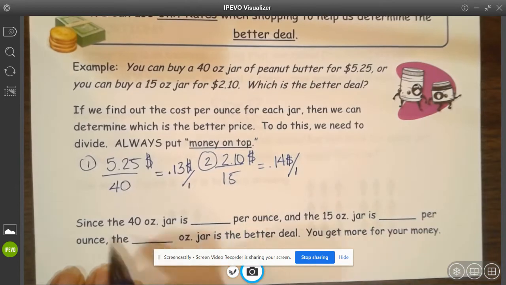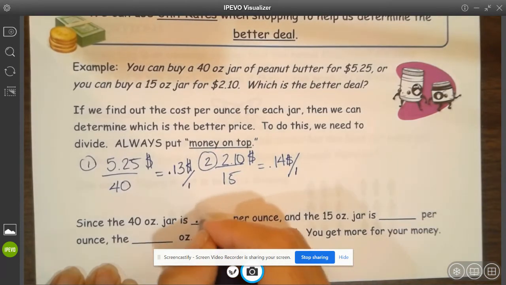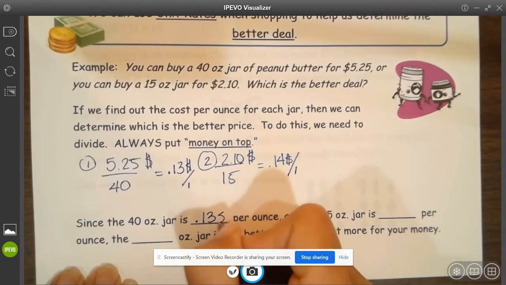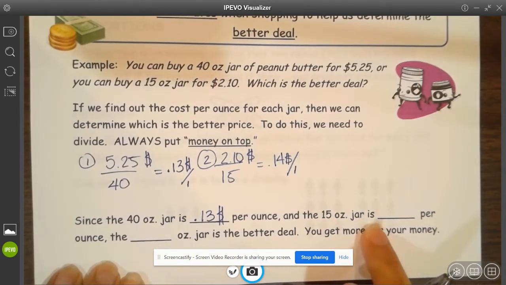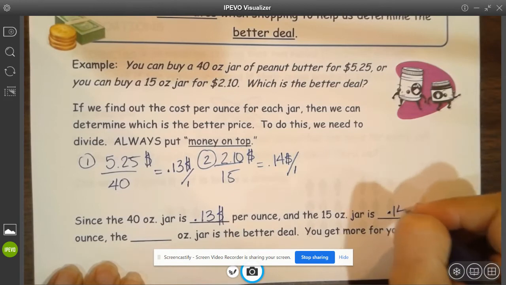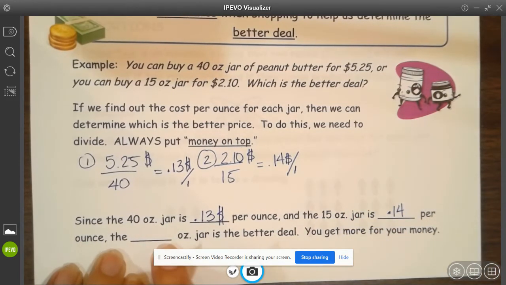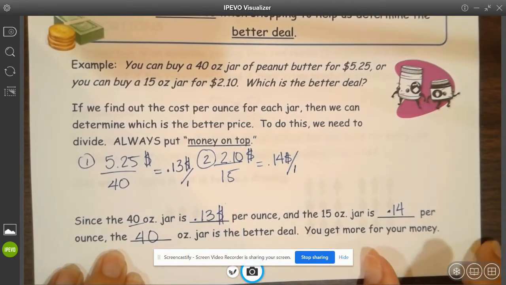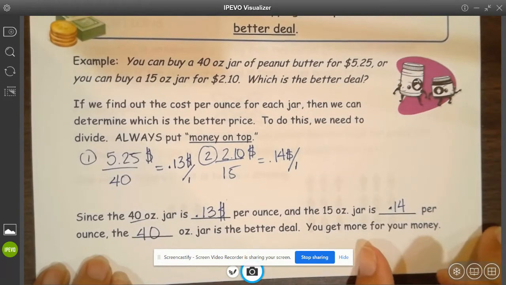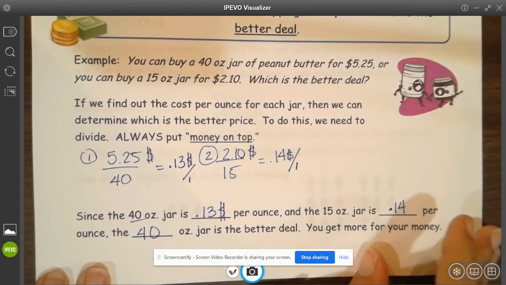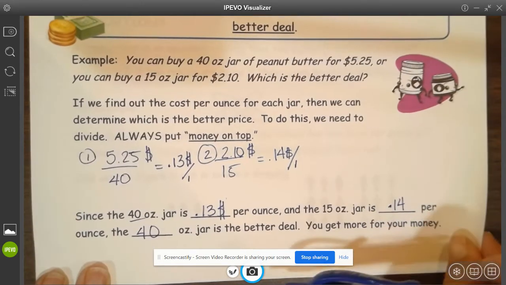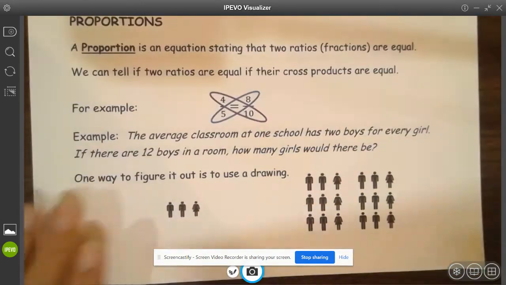Okay, so since the 40 ounce jar is $0.13 per ounce and the 15 ounce jar is 0.14 per 1 ounce, then which one is cheaper? This one, right? It is the better deal. You get more for the money, right? So you pay less for a little bit more of the peanut butter. Okay. All right, let's keep going.